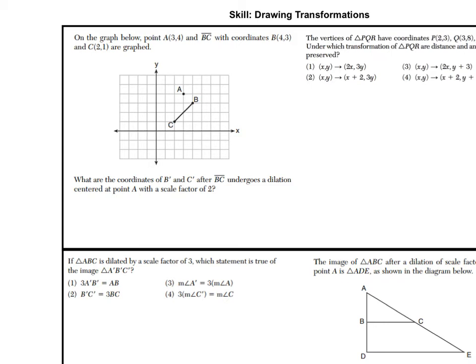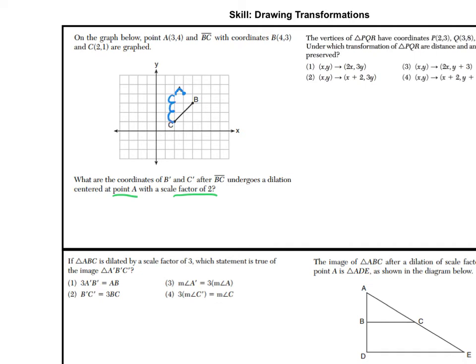For your first question, it says, what are the coordinates of B prime C prime after BC undergoes a dilation centered at point A with a scale factor of 2? Now, here's the dilly with this. This center of dilation is not centered at the origin, so you have to do it a little differently, and I'll remind you how to do it. To dilate something not centered at the origin, first you count the distance to each point. So for example, to get from A to C, I go 1 to the left and 3 down.